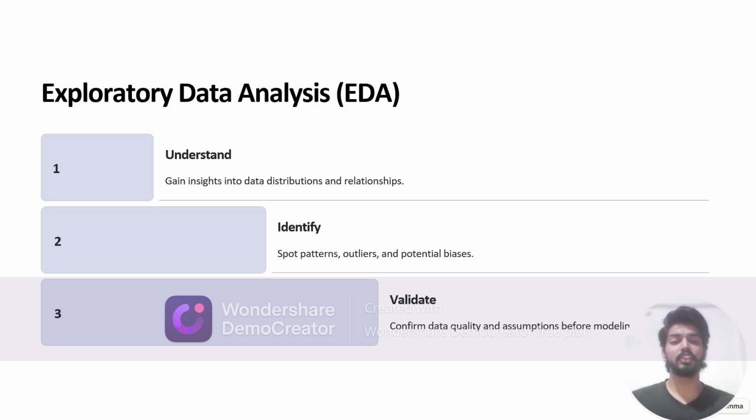Now the second one is identification. Spot patterns, outliers, and potential biases. You basically need to spot the common patterns inside our data, the outliers, and the potential biases. Then validate the data. Confirm data quality and assumptions before modeling. The quality of the data must be confirmed before modeling the data. You need to choose the best quality of data and assumptions. Basically, when you make the model, you need to consider the assumptions, what the model is going to do in future, and check those assumptions before modeling the data.